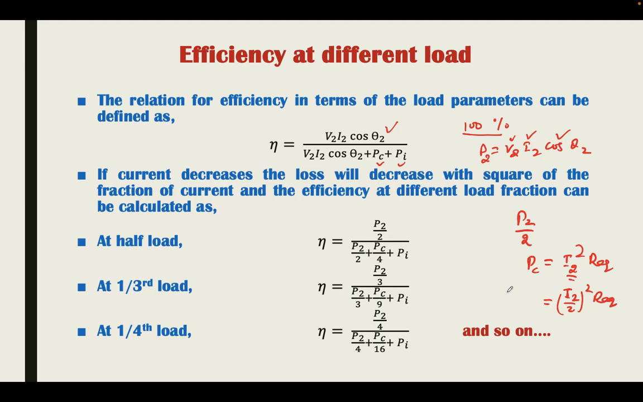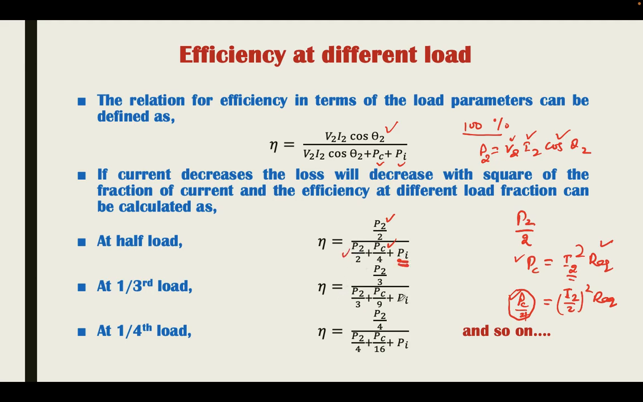Therefore, the copper loss PC will be 1/4 of the normal value at half load. If full load is taken as reference, then at half load the current is half, and the losses at half load are (I/2) squared times R, which becomes PC by 4. So if earlier the full load loss was PC, at half of the load it will become PC by 4, and therefore we have taken PC by 4. The output power is also half, P2 by 2.